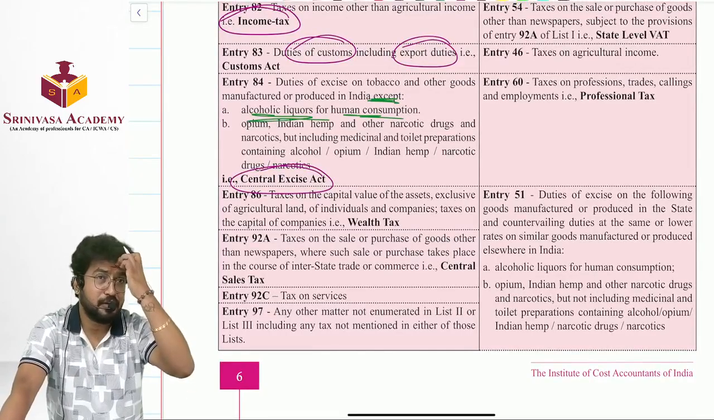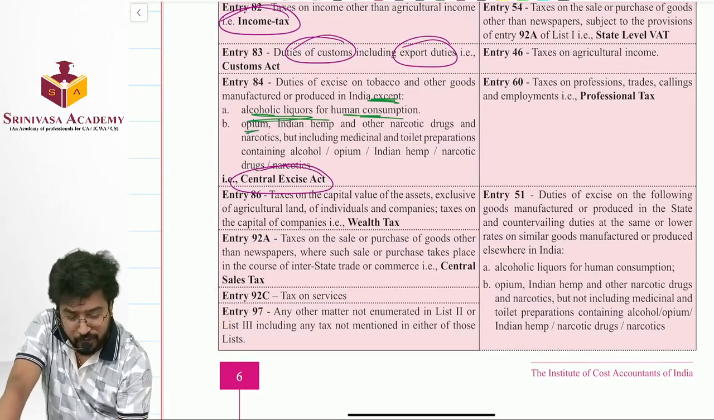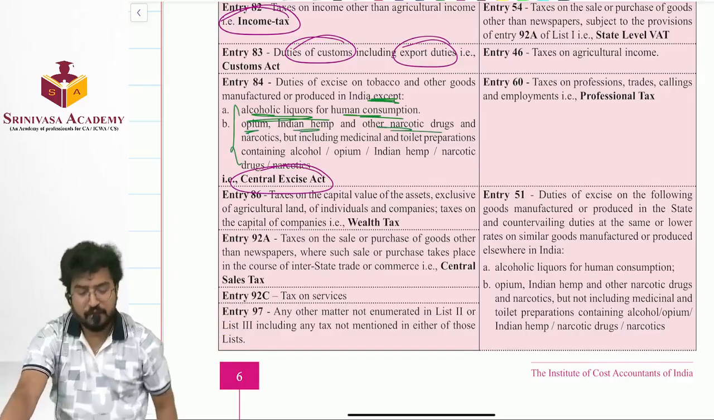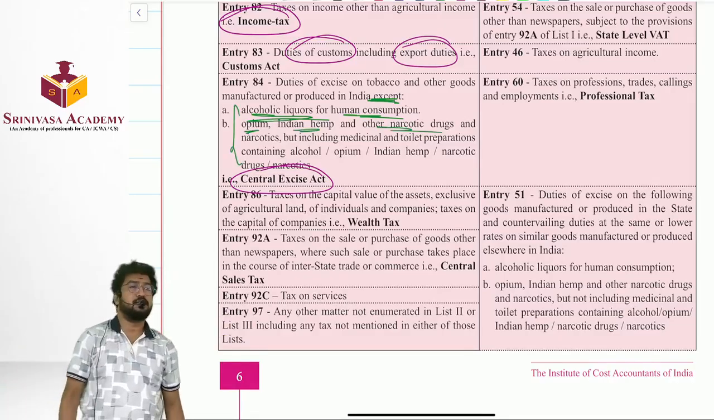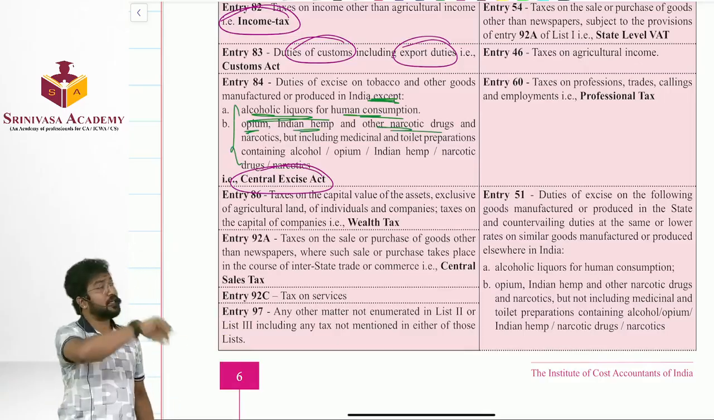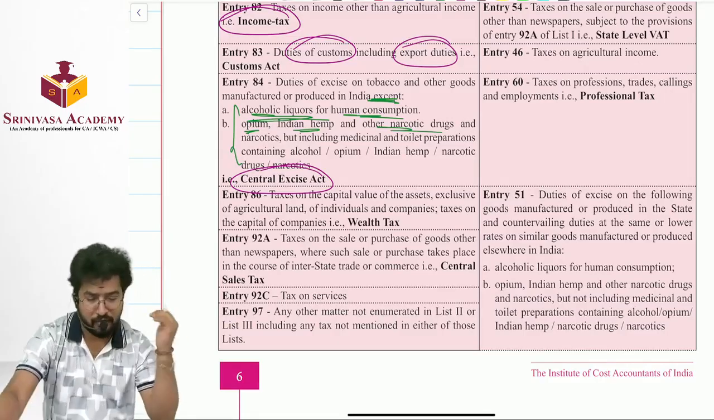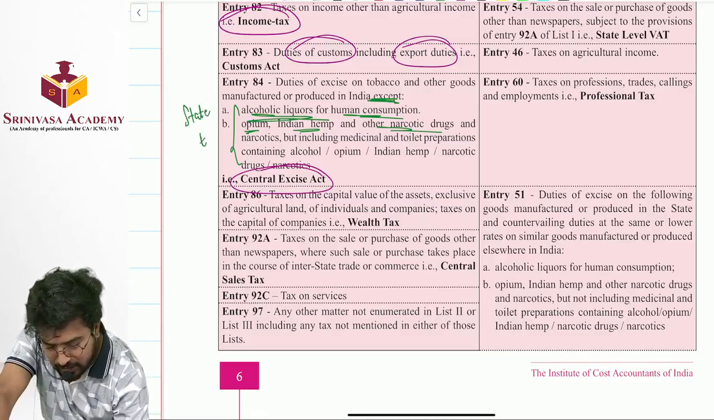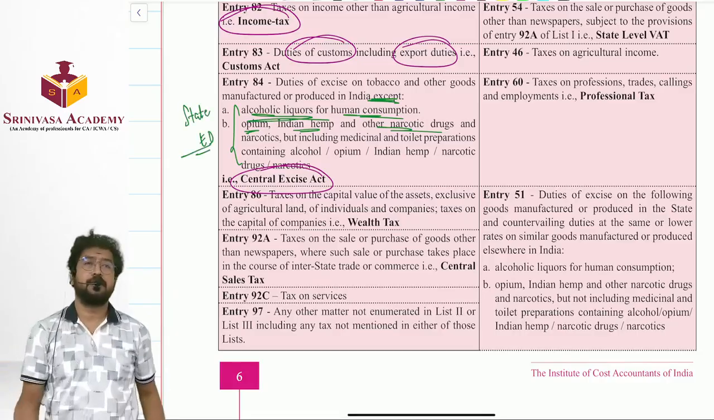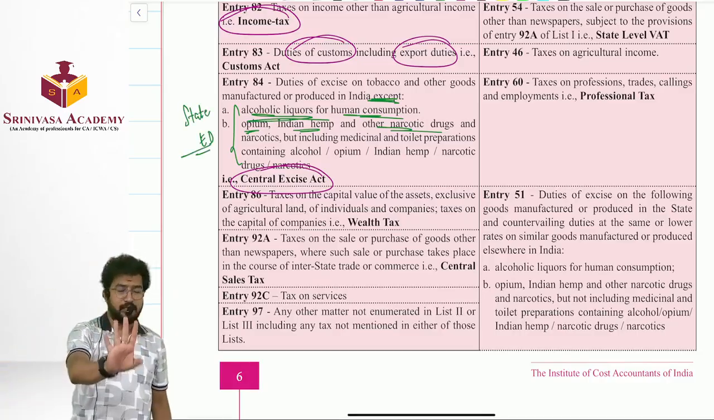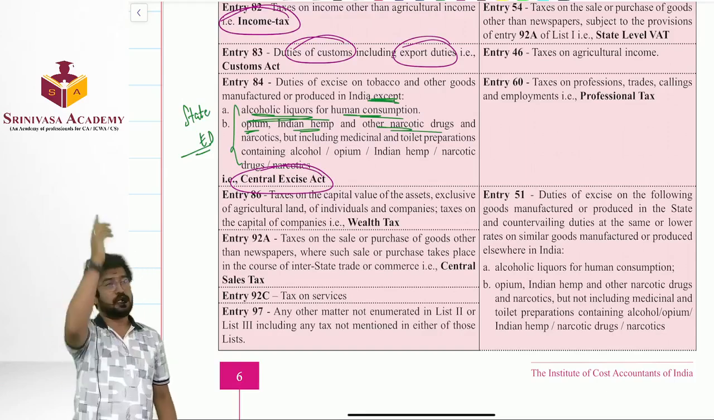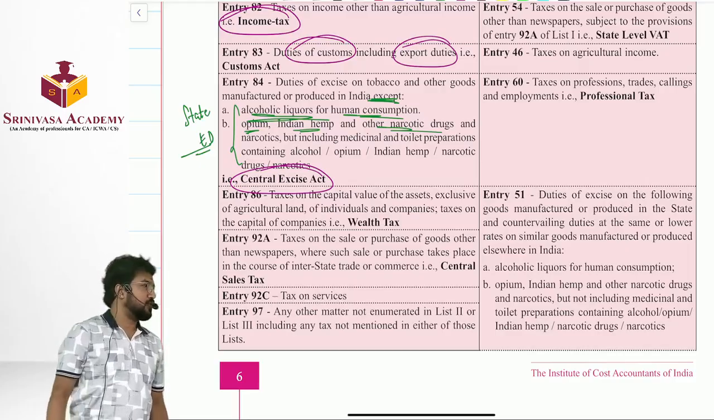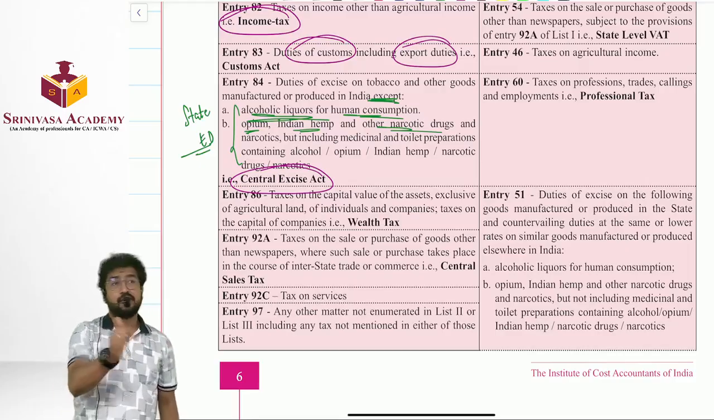Alcoholic liquor for human consumption. Next, opium, Indian hemp, and other narcotic drugs. Point A and B. Why did they say except these things? Because those things will come under state excise duty, so the state government will have the power here. Clear? Remaining manufacturing, what will come into picture? Central excise duty. For manufacturing liquor, what will come into picture?